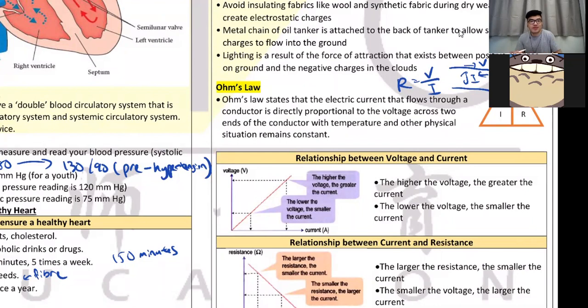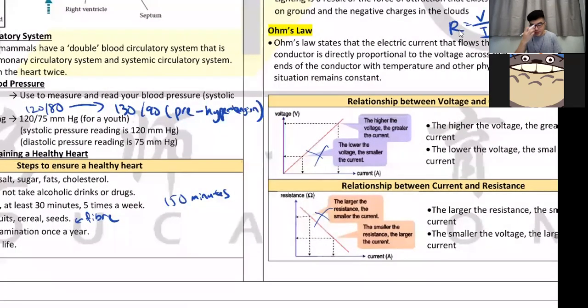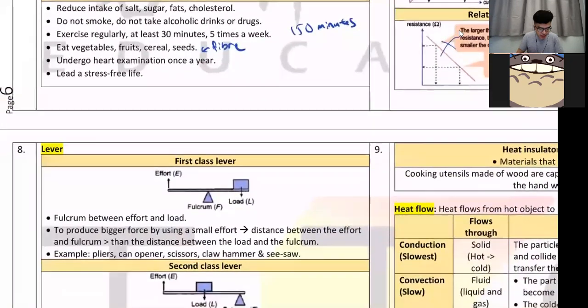Something fighting the river. Okay, like on a river, you have stones, right? The stones will slow your river down. So the stones are resistance. Rintangan. All right, this graph you don't have to memorize. It's okay, because this chapter is mostly calculation. All right, so next, first class lever.